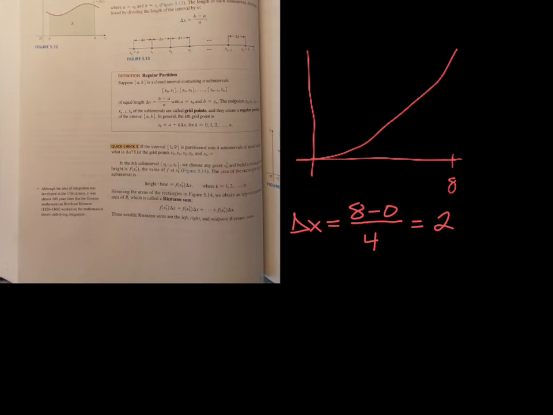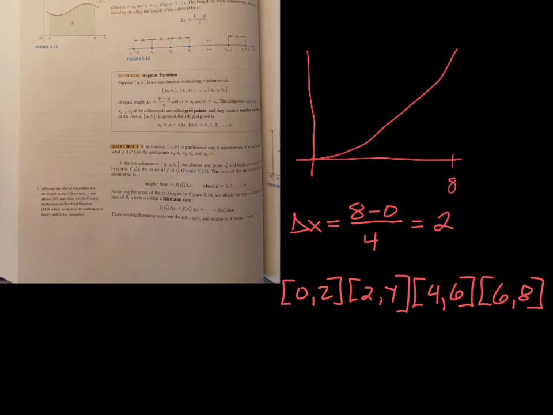Okay, and so let's list out our subintervals using the grid points. So that would be 0 to 2, 2 to 4, 4 to 6, and then 6 to 8.